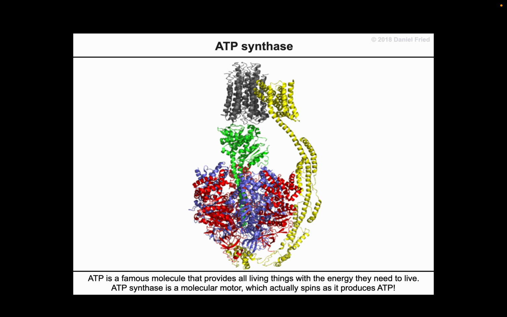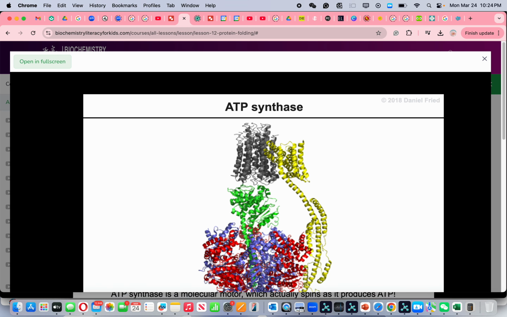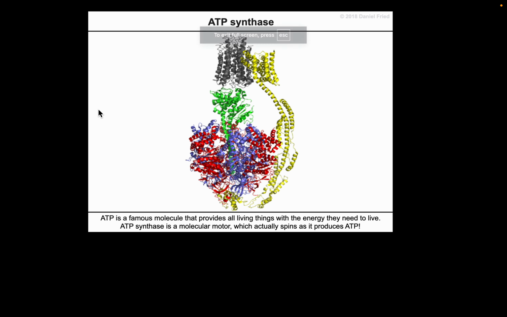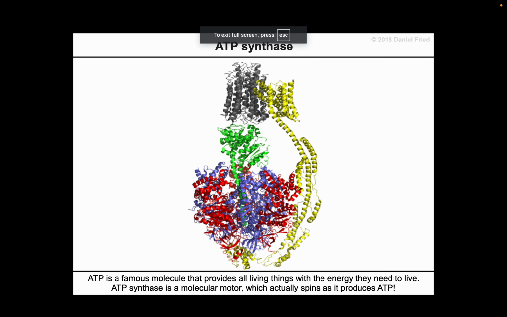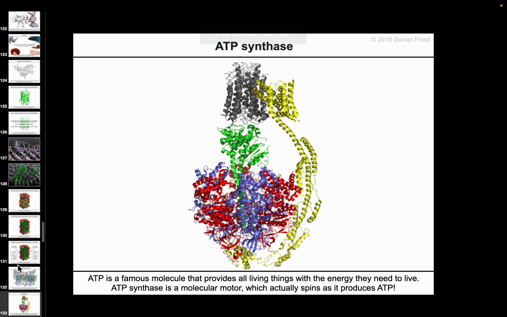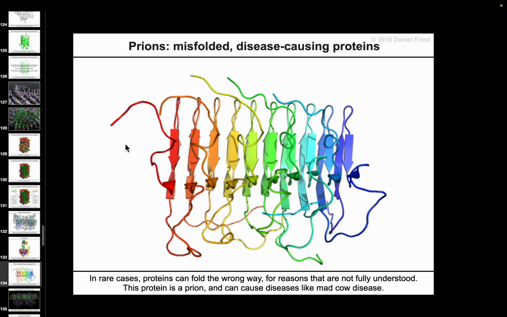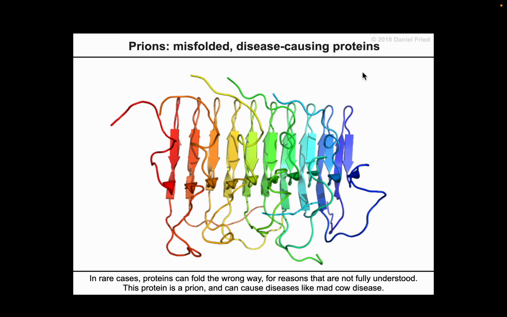ATP is this famous molecule with the energy loop that produces ATP. Now ATP, I'll talk about it as a nucleotide. It's our energy source, adenosine triphosphate. But I don't want to spoil it, so I'm going to save that for later. Branch, misfolded disease causing proteins, because the proteins misfold for reasons that are not fully understood. This is a protein that causes diseases like mad cow disease.